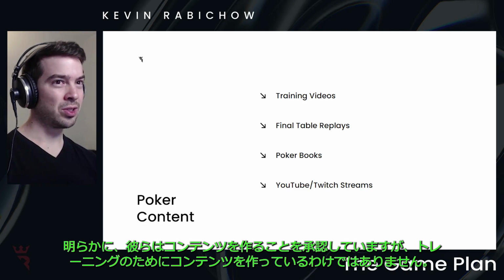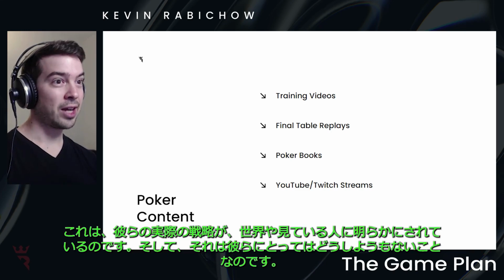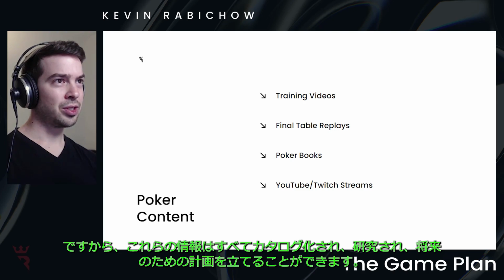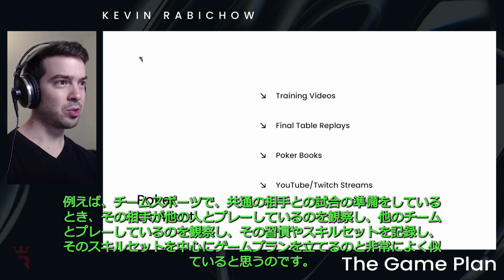Obviously, they've approved the content being made, but they're not producing that for training purposes. This is their actual strategy being revealed to the world, or to whoever's watching, and there's nothing they can do about that. So all of that information can be cataloged, studied, and game planned around for the future. I think it's very much akin to watching game tape.